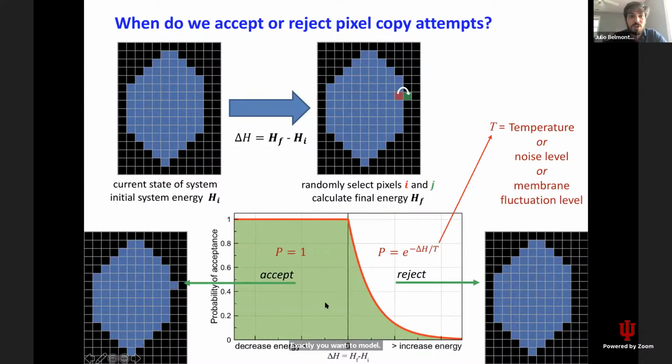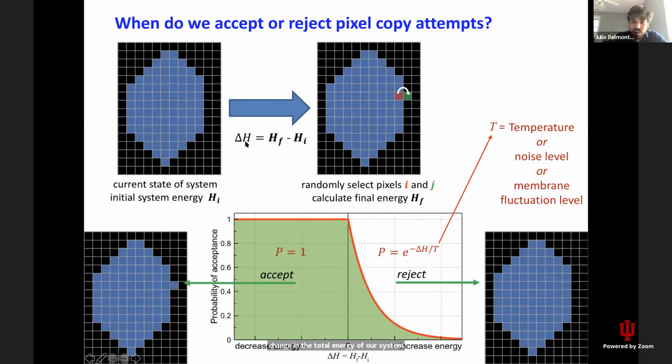So when do you accept or reject a pixel copy attempt? The way that it works is the following: you have a current state of your system, like you have here on the left, and you calculate all the energy of the pixels, and you have an initial energy, H i. Then you try to do a pixel copy event like this one here on the right. If you accept this pixel copy attempt, you'll be changing the energy of your system or the energy of your cell. So you have a new final energy, H f, H final. Between this and this, you have a change in the total energy of your system, delta H.